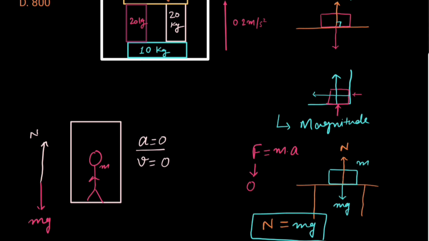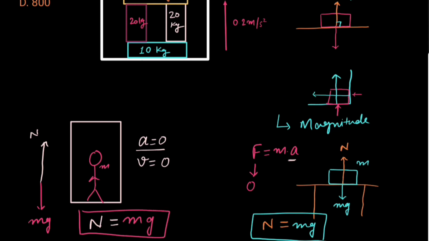And from Newton's law, if the acceleration is 0, it means the net force in that direction should be equal to 0. If this lift is stationary, the total net force in the vertical direction on the body of this boy should be equal to 0. So from here we can see that the total upward force, that is N, has to be equal to the total downward force, and here the downward force is m into g. So this would be the value of normal reaction.